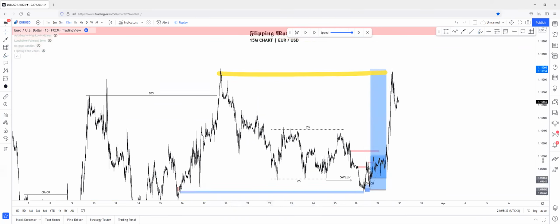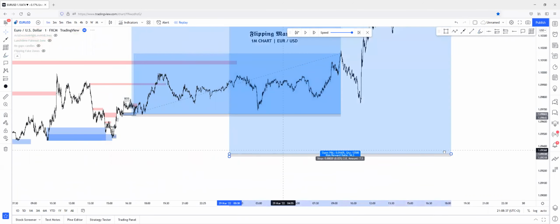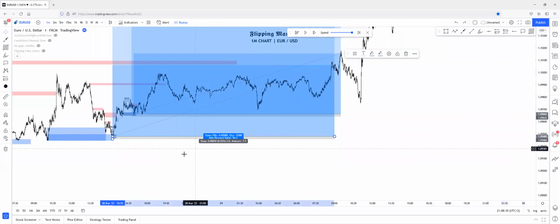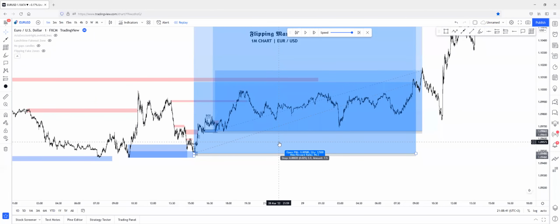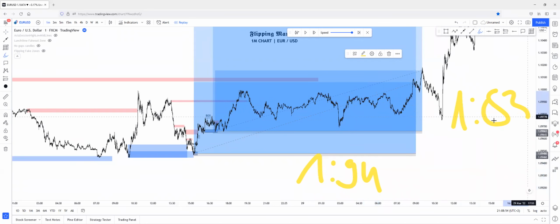And this could have been, let me check it. Sorry. This could have been 1 to 84, 94, sorry. And this could have been 1 to 83. And that's it. Importance of the fractal confirmations.